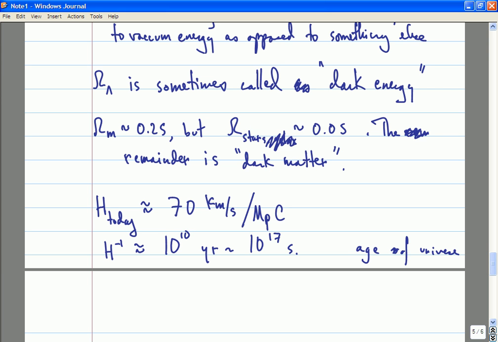It's just good to keep these numbers in mind when thinking about the rough time and length scales associated with our universe. For example, if I were to write this in dimensions of length rather than time, then I would find the rough size of the universe, which is about 10 to the 28 centimeters.